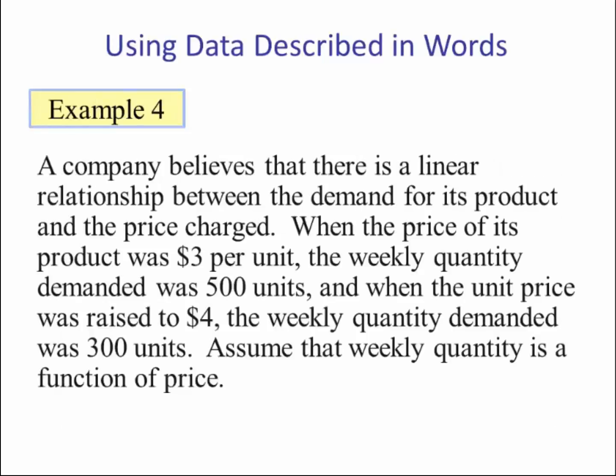Example 4. A company believes that there is a linear relationship between the demand for its product and the price charged. When the price of the product is $3 per unit, the weekly quantity demanded was 500 units. When the price was raised to $4, the weekly quantity demanded was 300 units. Assume that weekly quantity is a function of price.